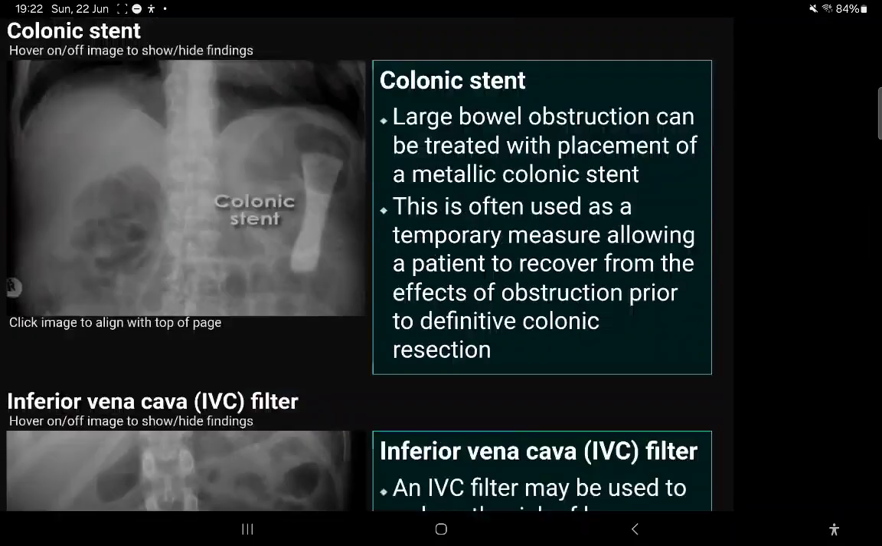A colonic stent looks like a mesh. This is a colonic stent. Large bowel obstruction can be treated with placement of a metallic colonic stent. This is often used as a temporary measure, allowing a patient to recover from the effect of obstruction prior to definitive colonic resection. We put it in for a while and then remove it with surgery. This is the colonic stent.